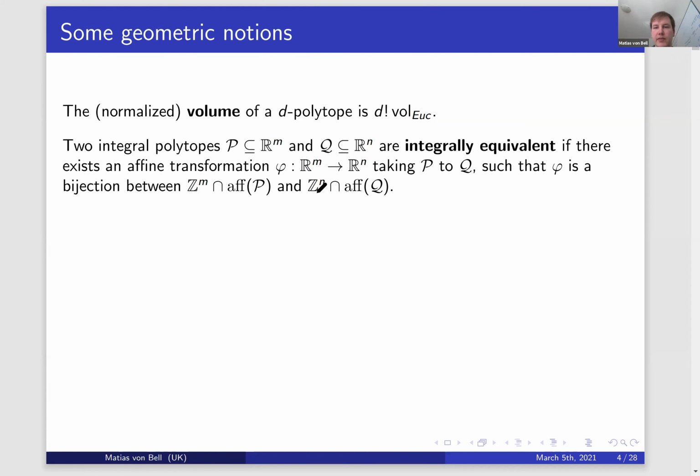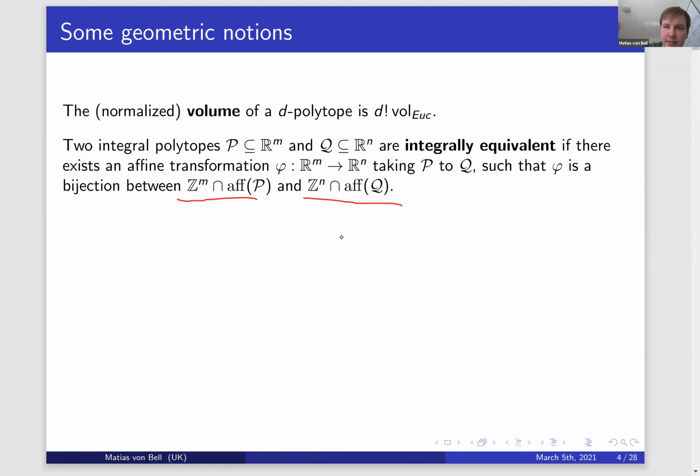An integral equivalence between two integral polytopes is an affine transformation phi from Rm to Rn, if P lives in Rm and Q lives in Rn, that takes P to Q. And that phi is a bijection between the lattice, that's Zm, the integer lattice, intersected with the affine span of the polytope P, and the lattice points in Zn intersected with the affine span of the polytope Q. So perhaps we should do a little example of this to help know what this means.